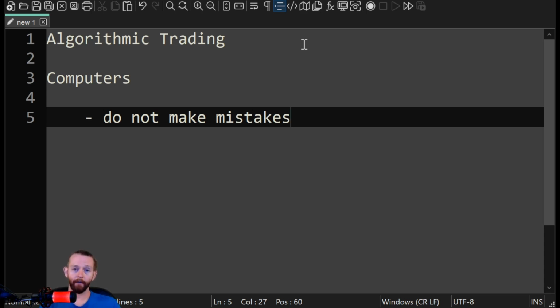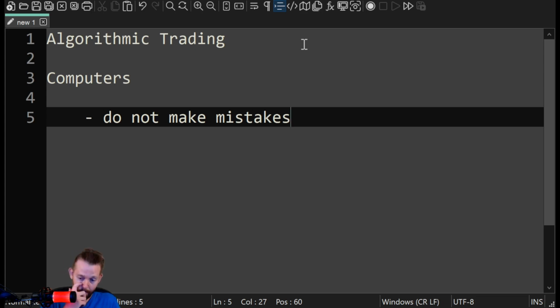That can be a good thing if you have a very well thought out algorithm or set of rules that you've given to your machine. That can be a bad thing if you have not thought things through completely or not done sufficient testing. Especially with high frequency trading, it can kind of accelerate the loss of money. So that's important. But one of the benefits is that they do not make mistakes. They will do what you tell them to do, and that's all they will do.